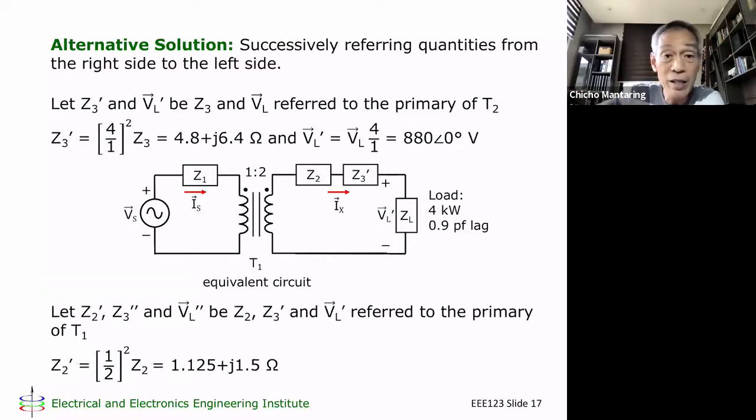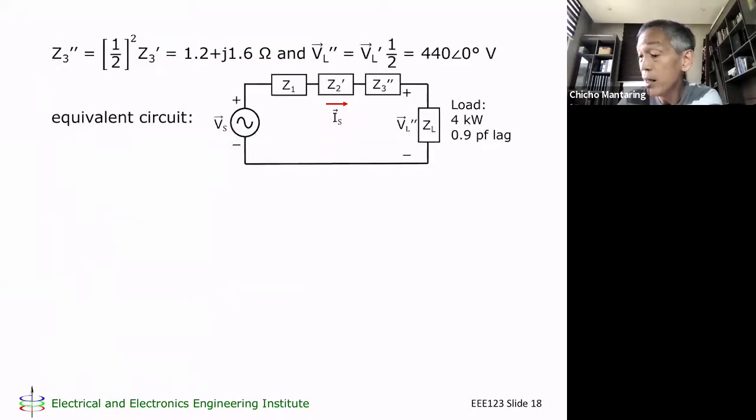You let Z2 prime, Z3 double prime, and VL double prime be Z2, Z3 prime, and VL prime referred to the primary of T1. So this is now Z2 prime. This will be my Z3 double prime. And then this is now my VL double prime. And finally, I just have this equivalent circuit.